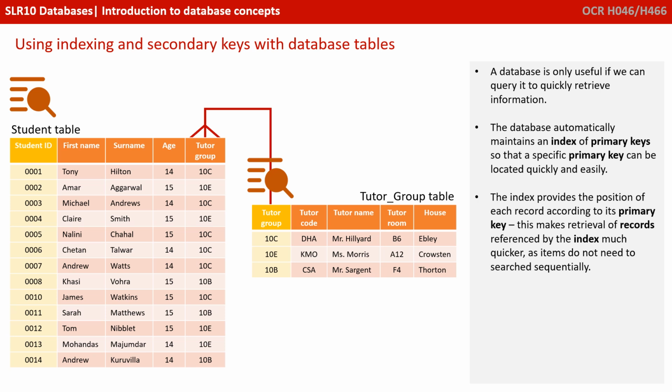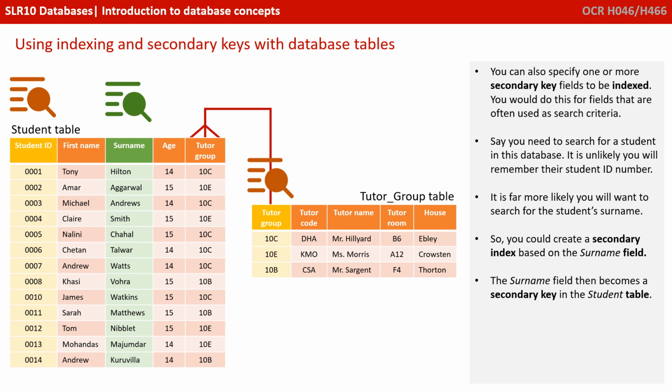You can also specify one or more secondary key fields to be indexed. Now, you would do this for fields that are often used as search criteria. Say you need to search for a student in this database. It's quite unlikely that a parent would phone up and remember the student ID number. It's far more likely that they'll remember and you'll search on the student's surname. So you could create a secondary index based on the surname field. The surname field then becomes a secondary key in the student table.